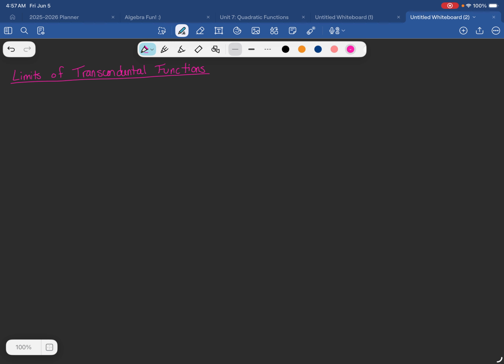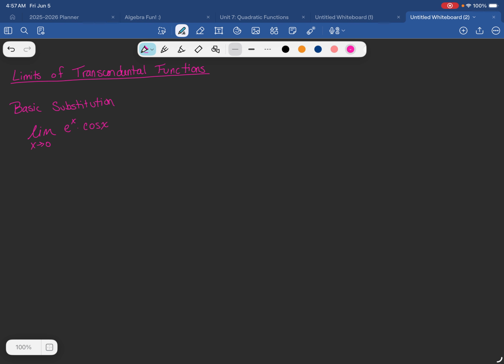So one thing that you'll see are basic substitution. Just as a reminder, when we're evaluating limits, sometimes we have a continuous function, and when that happens, we can simply substitute in. So let's say we have the limit as x approaches 0 of e to the x times cosine x.